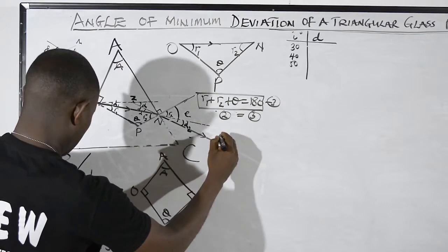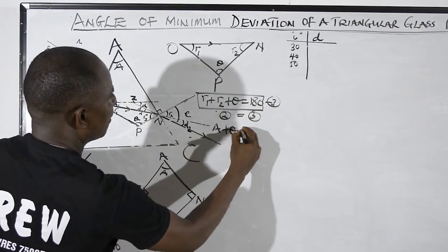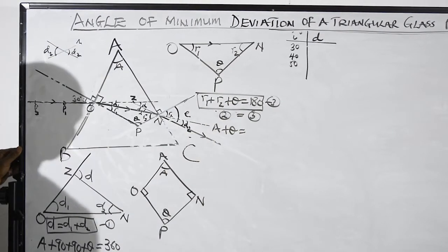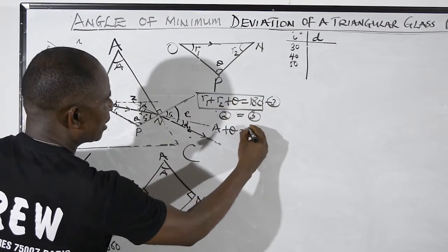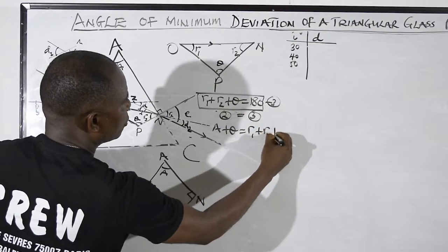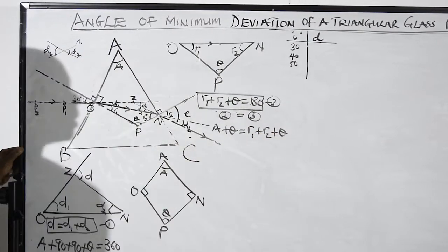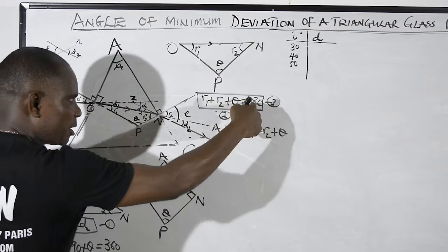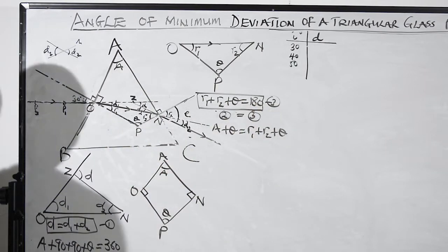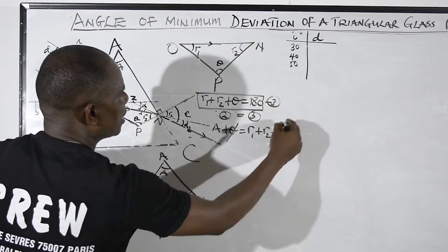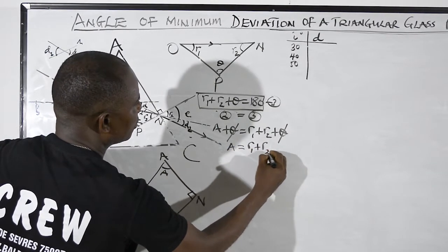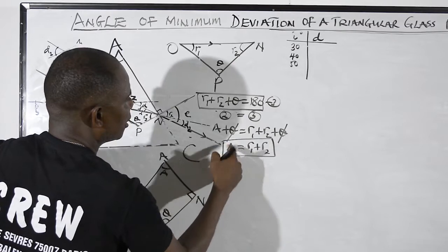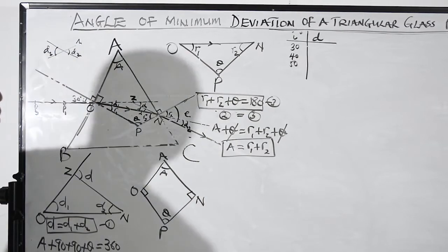So we now have A plus theta must be equal to 180, and R1 plus R2 plus theta is also 180. So I can say A plus theta is equal to R1 plus R2 plus theta, because this is 180, this one too is 180. So now I drop these guys here. I'll have A is equal to R1 plus R2. So I've got a major equation here. That's a very major equation. So I keep it that way.